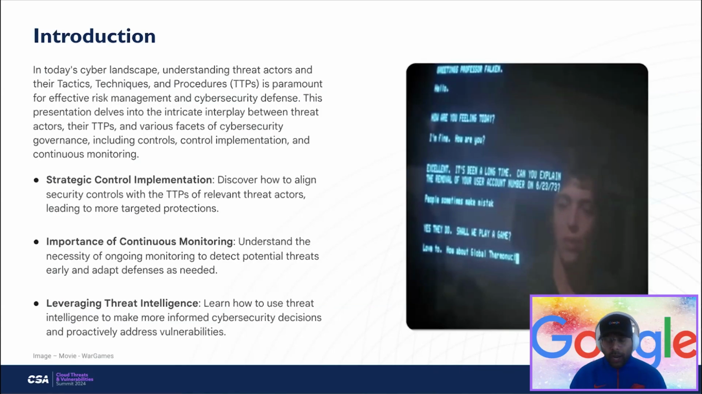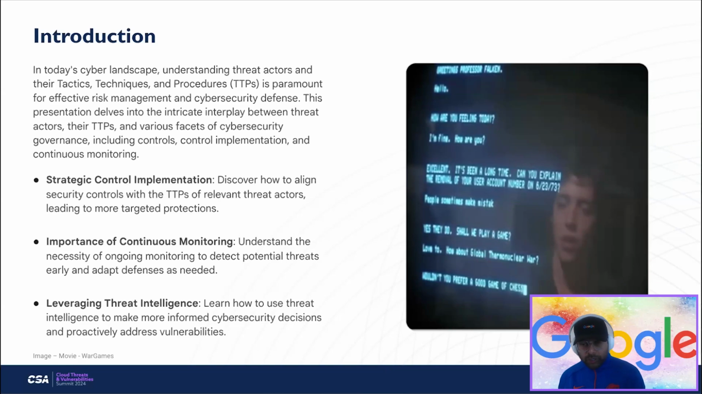So why are TTPs important? As we all know, in today's cyber realm, understanding threat actors and how they operate is very vital for robust cybersecurity engineering. By syncing security controls with how threat actors function, we can enhance protection against specific threats. The key things that drive us towards this initiative is how we can move from controls to supporting controls to control implementations to continuous controls monitoring, because it is very important to pinpoint the actual control implementation and how they are functioning.